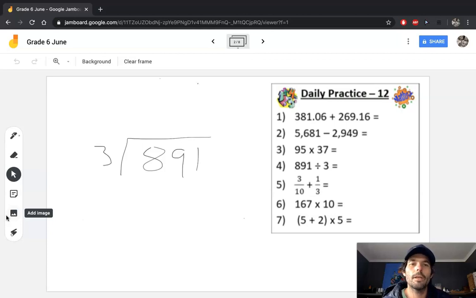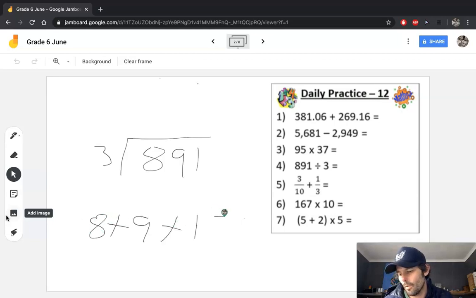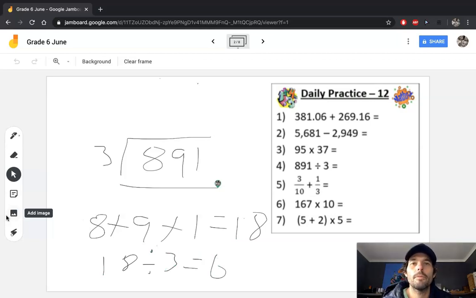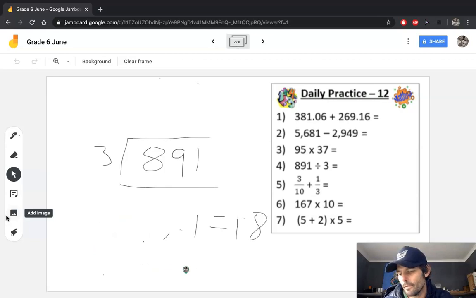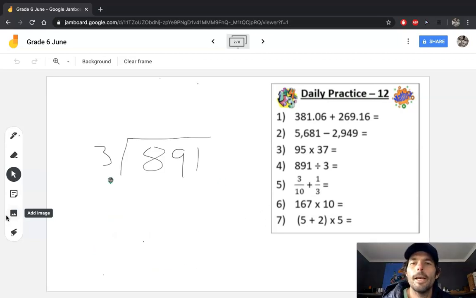Remember, we need to add up the individual digits in 891. So 8 plus 9 plus 1, that's going to give me 18. Is 18 divisible by 3? Yes, it is. So therefore, we know that 891 is going to be divisible by 3 perfectly. That was just a little recap on the divisibility rule of 3. Really handy for you guys to remember moving forward.